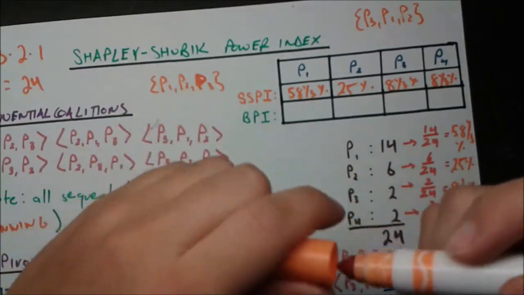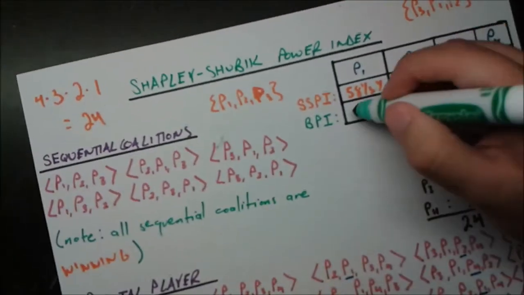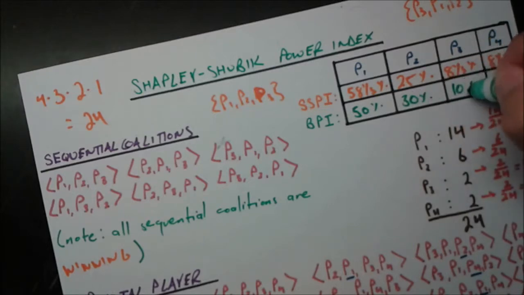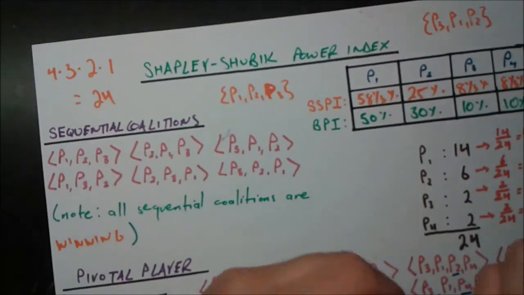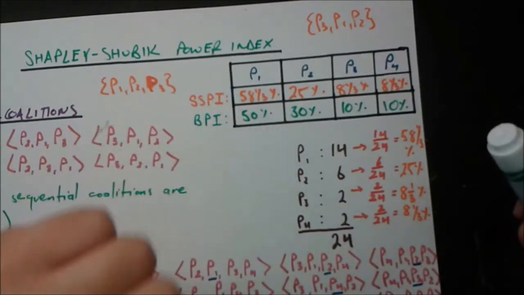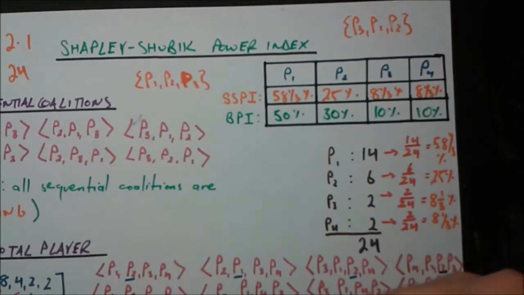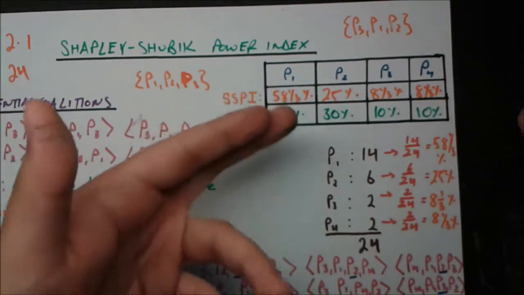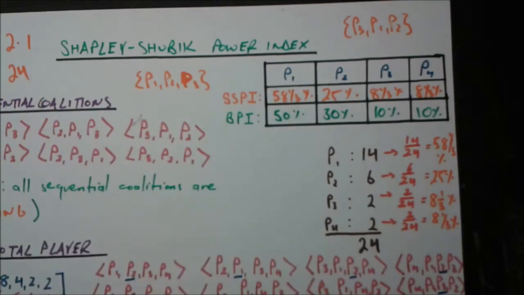So now we're going to write that into the table for BPI, which stands for Banzhaf power index. So we had 50%, we had 30%, and we had 10% each. So notice something. Let's notice 2 things. The first thing we should notice is, of course, these numbers are different, which means the Shapley-Shubik power index and the Banzhaf power index are not always going to be the same. Often they'll be different, and sometimes they'll be radically different.